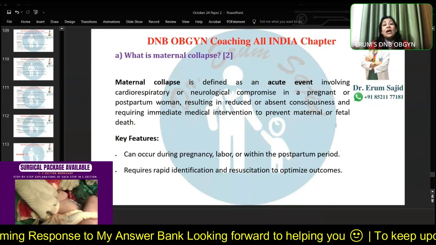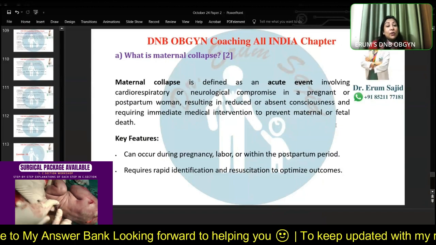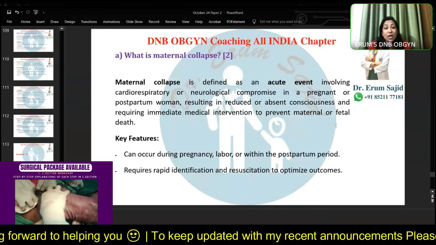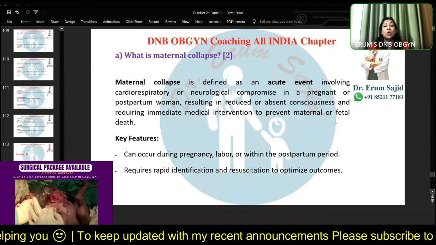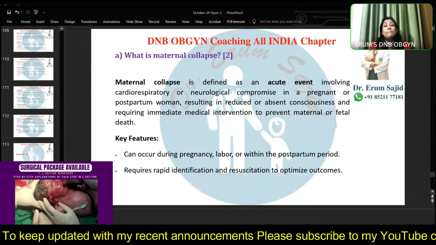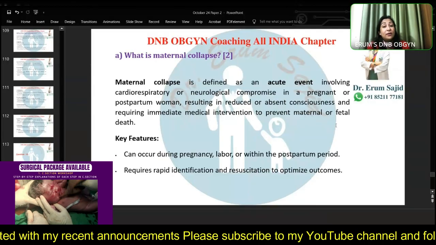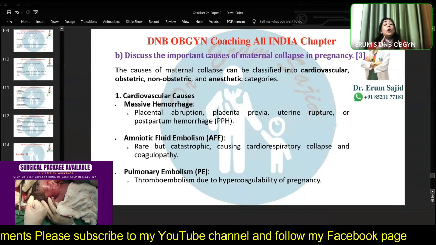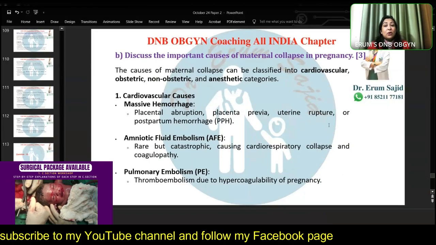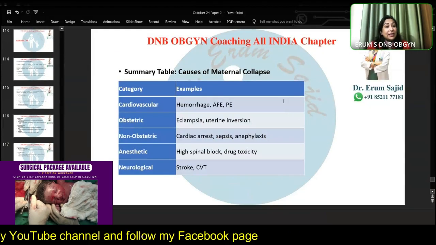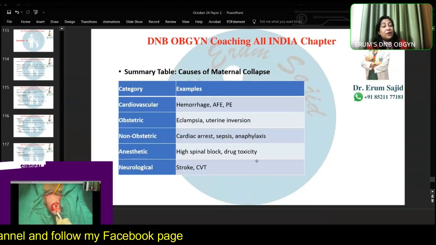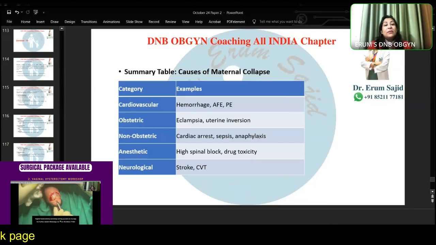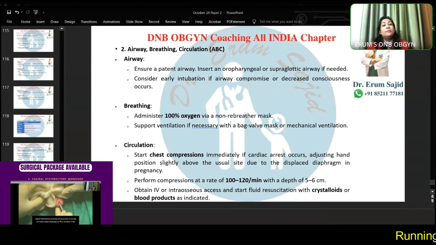What is maternal collapse? Acute event involving either a cardiorespiratory or a neurological compromise in a pregnant or postpartum woman, resulting in reduced or absent consciousness and requiring immediate medical intervention to prevent maternal or fetal death. Okay, maternal collapse. Important causes of maternal collapse, I'll just skip this because it has been beautifully given here. This is a table for maternal collapse. This is also a very good table. In fact, this is the table which you will remember. But what they want to hear is something like this.